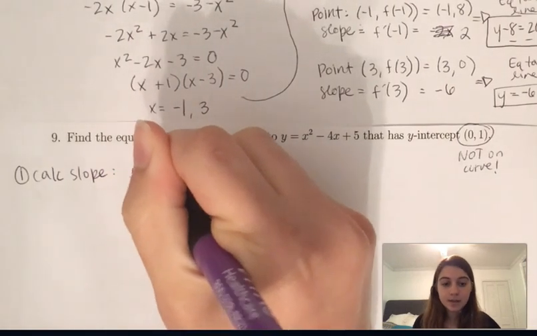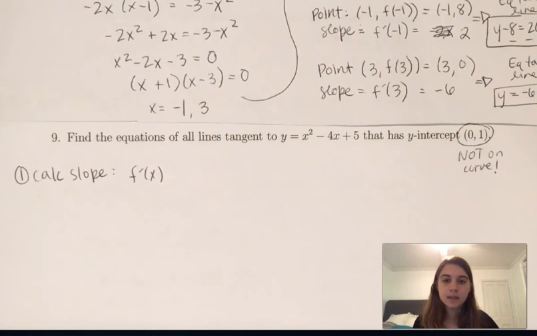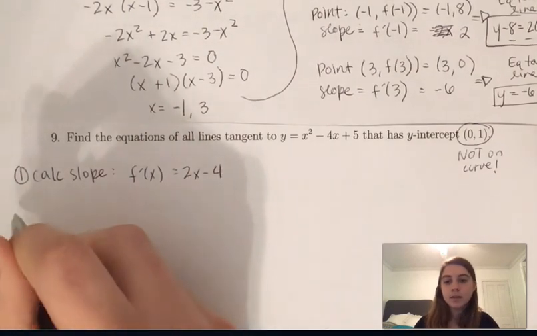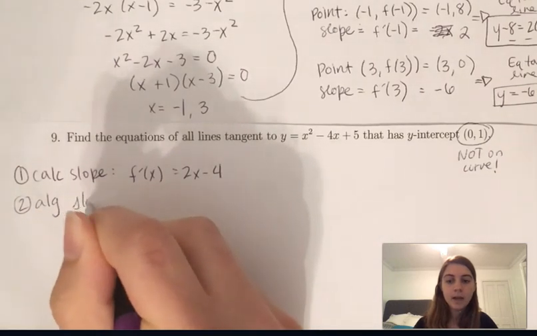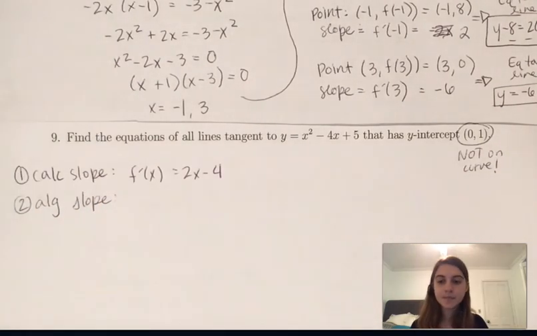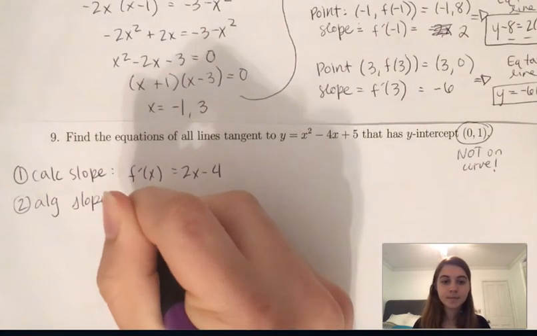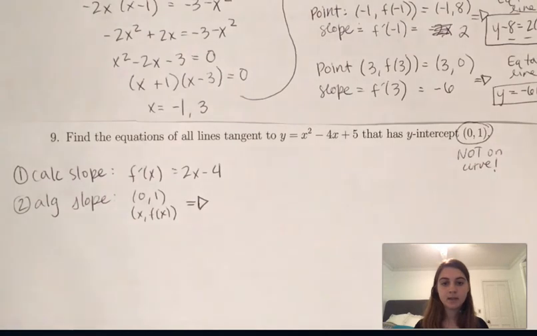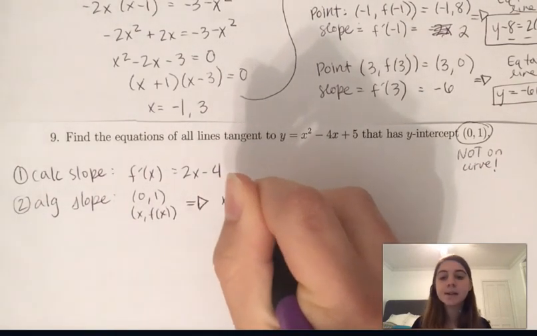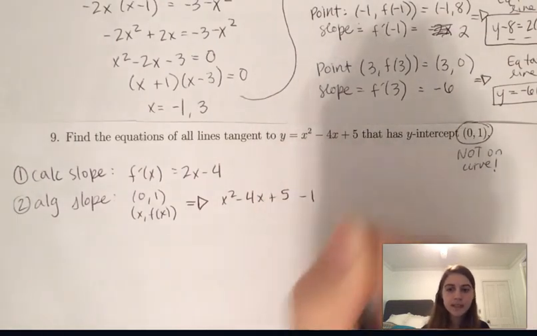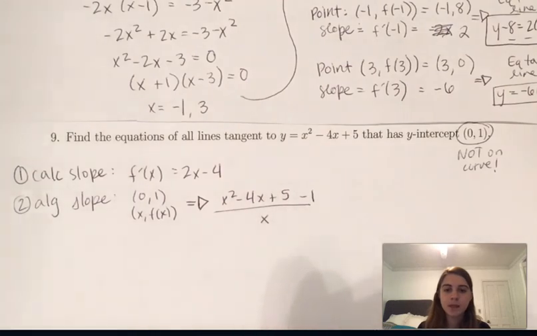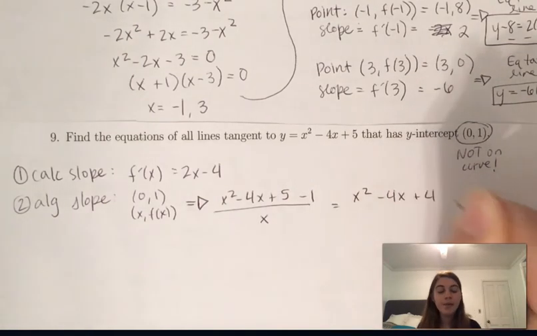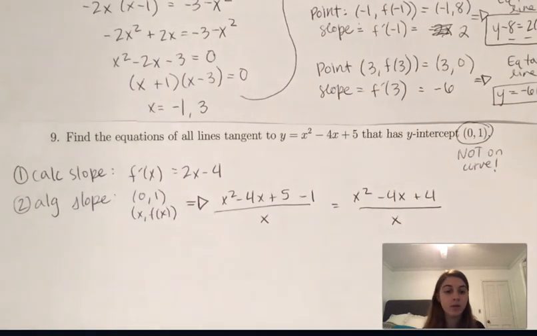First we do the calc slope, f prime of x, and we got 2x minus 4. And then we do the algebra slope with our points 0, 1, and x, f of x. And then we go ahead and subtract x squared minus 4x plus 5 minus 1. It's f of x minus 1. And then just x on the bottom. And we can simplify that to x squared minus 4x plus 4 over x. And then after that, we'll set the calc slope and the algebra slope equal so that we can solve for x.